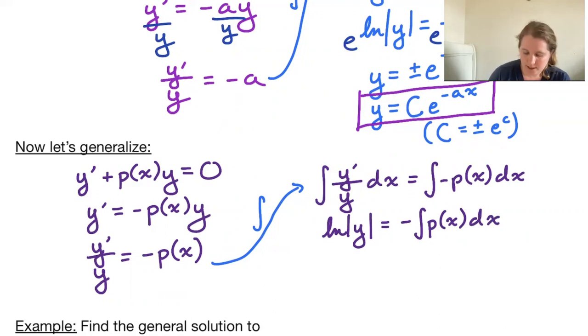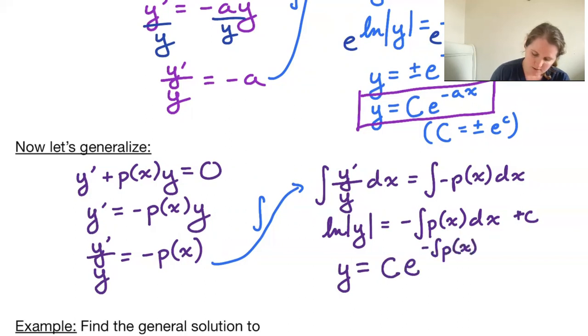I'm going to just tag on the plus c here. This becomes y is equal to our capital C e to the negative integral of p of x dx. So it's up to you. I tend to just rework through this every time I solve the problems, but you are also welcome to jump straight from the y prime plus p of x y equals 0 to this final solution.